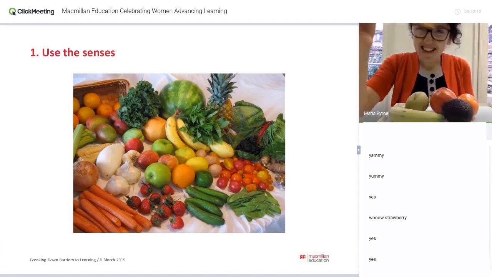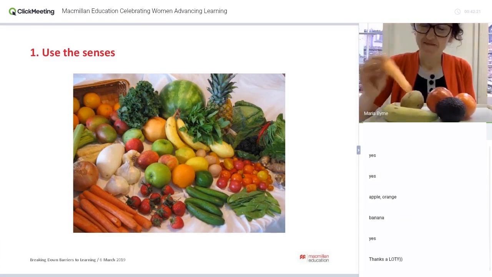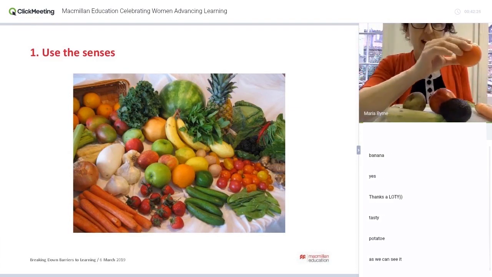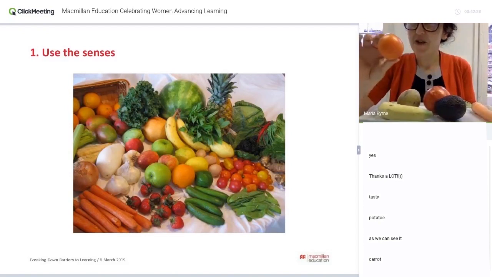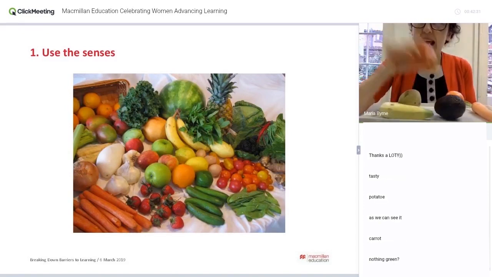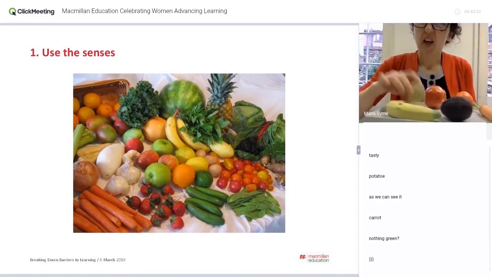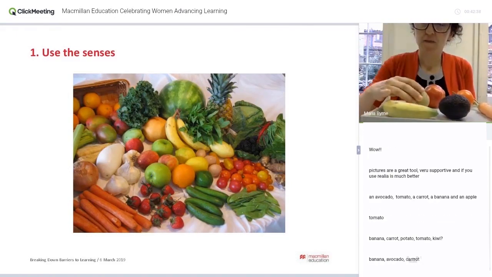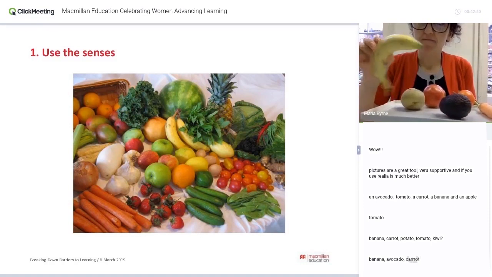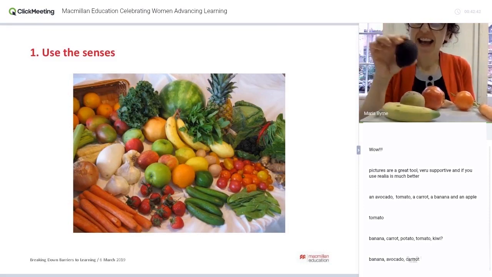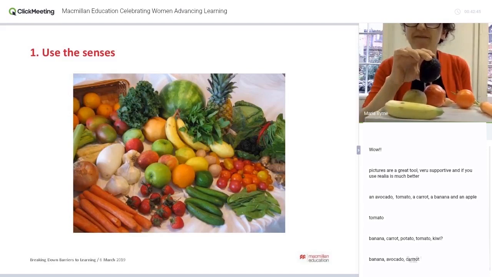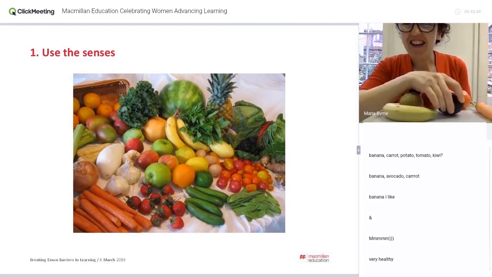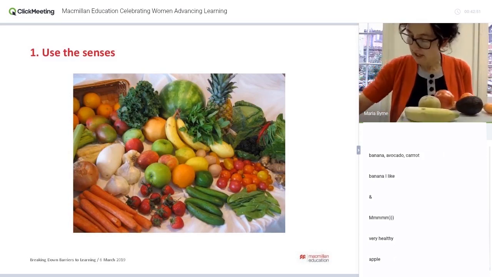Yummy. I've got a carrot, which is looking a little bit of a sad carrot. A tomato. Got to think about which way to hold this. Tomato. Apple. A potato. Doesn't look very nice, actually. An old potato. Banana. And an avocado. Yeah, thank you. That's right. Banana, avocado, carrot. Okay, great.